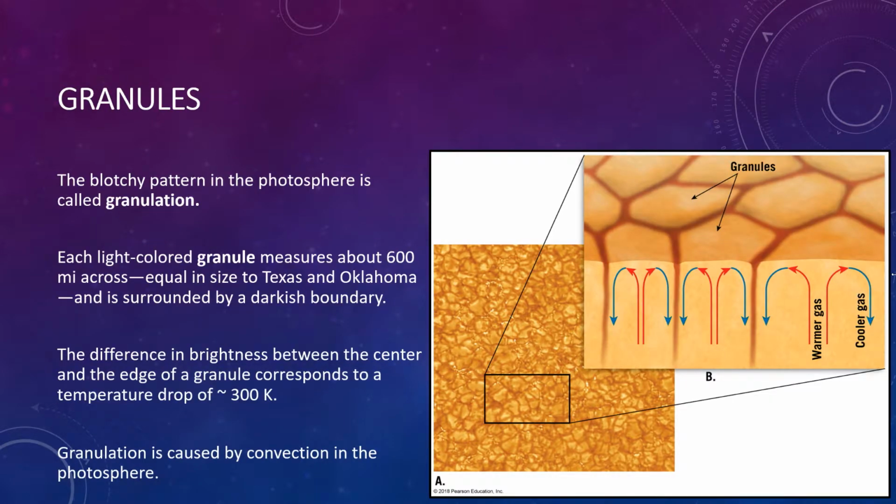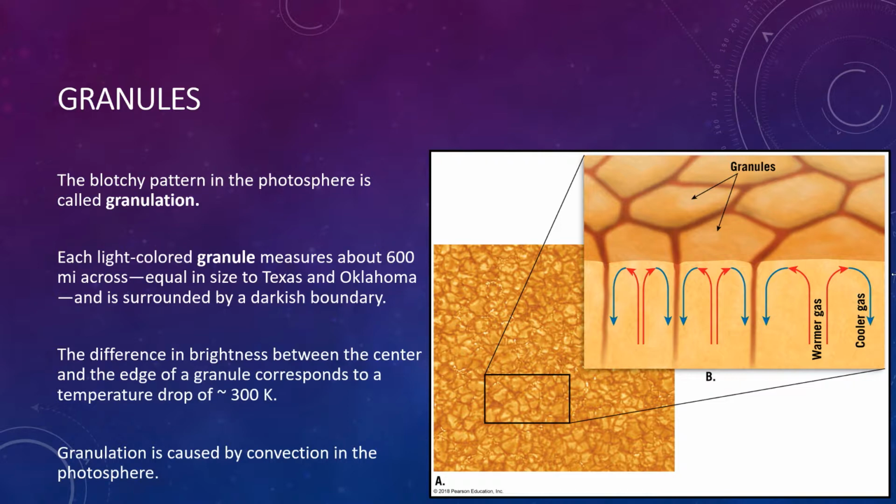Under good observing conditions, astronomers can often see a blotchy pattern in the photosphere called granulation. Each light-colored granule measures about 600 miles across, equal in size to about the area of Texas and Oklahoma combined, and it's surrounded by a darkish boundary. The difference in brightness between the center and the edge of a granule corresponds to a temperature drop of about 300 degrees Kelvin.